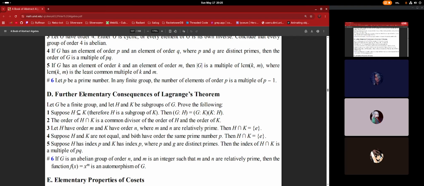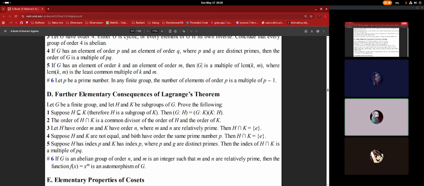Is that true? Well, given that it is asking us to prove it, it's probably true. Well, that intersection must be a subgroup of both H and K, right? Yes.